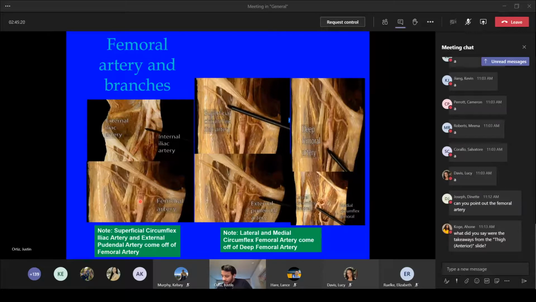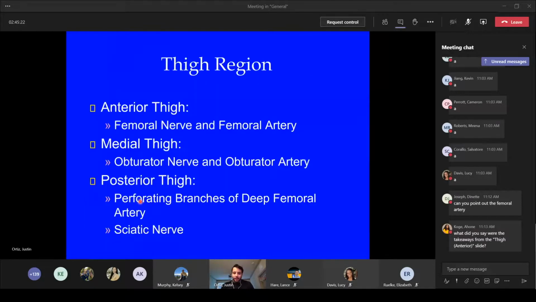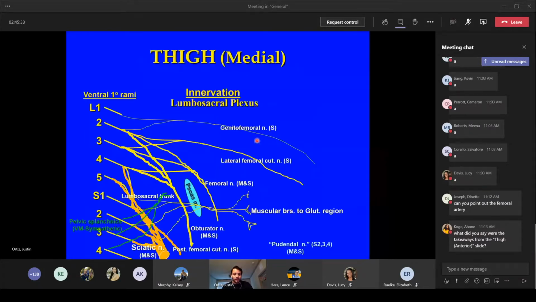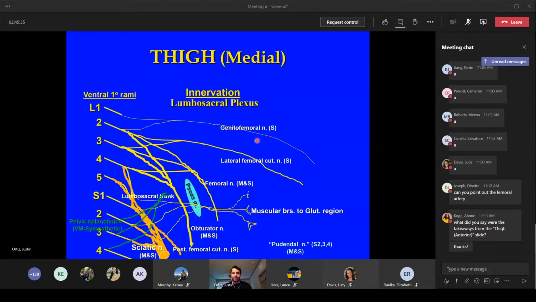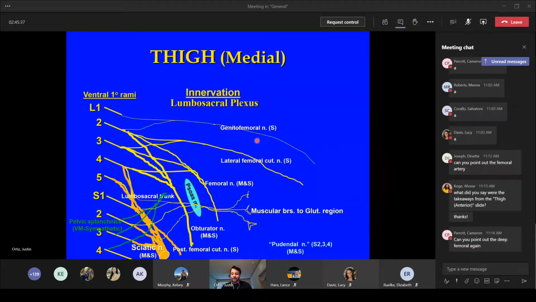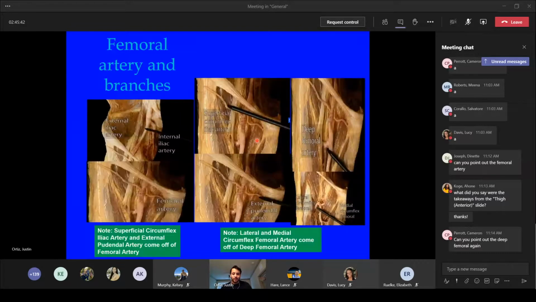And then what did you say were the takeaways from the thigh anterior slide? Oh, so just knowing that the femoral nerve and femoral artery are going to be supplying the anterior thigh. Right? Okay, went over this. And then the lumbosacral plexus, again, can I point out the deep femoral again? Yeah, so the deep femoral is going to be right here. This little branch coming off the femoral artery. This is the deep femoral.